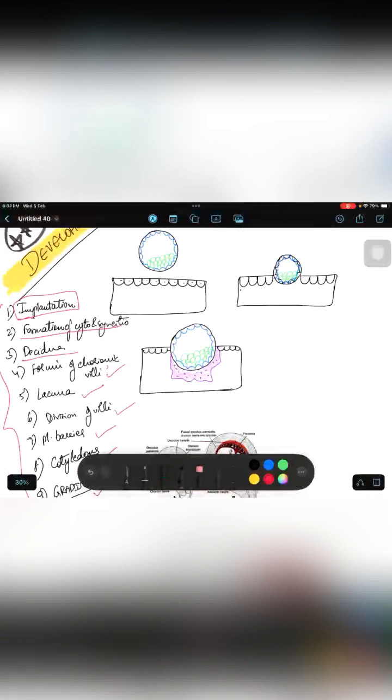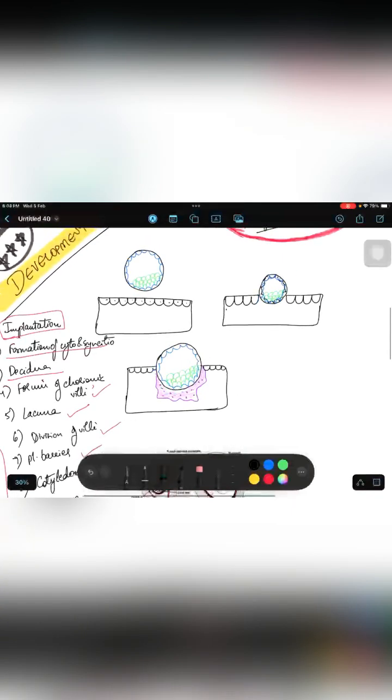Now I have drawn a diagram here. Let us see what it is. This is a morula. After fertilization, morula will be formed. At that point, the layer that is surrounding the morula is known as trophoblast. Then comes this inner cell mass.